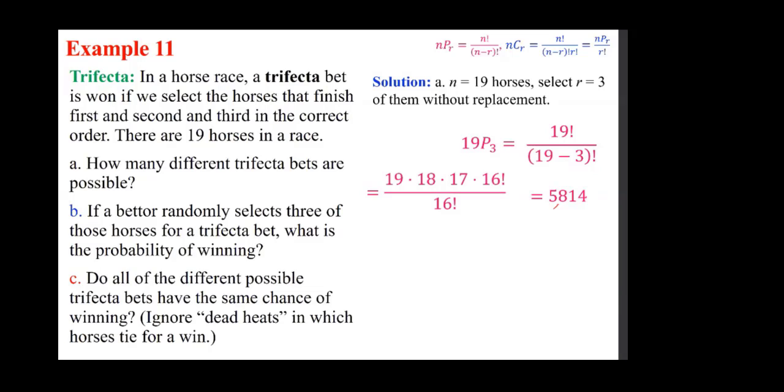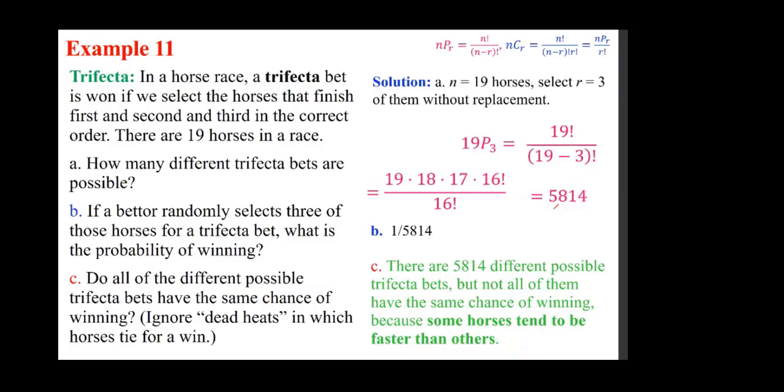There is only one way we can win, 1 out of 5,814 ways. The last part asking, so if that is the case, do all different possible trifectas have the same chance? And the answer is, although there are 5,814 different possible trifecta bets, not all of them have the same chance of winning because some horses tend to be faster than others. Let's look at the next example.